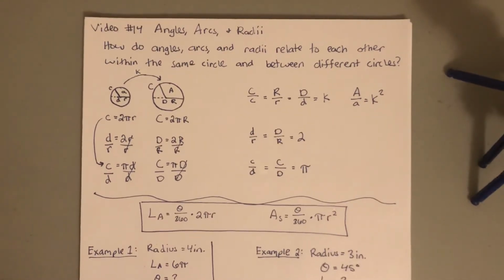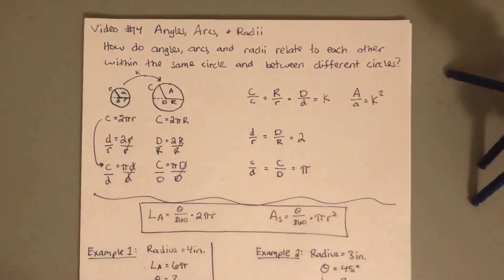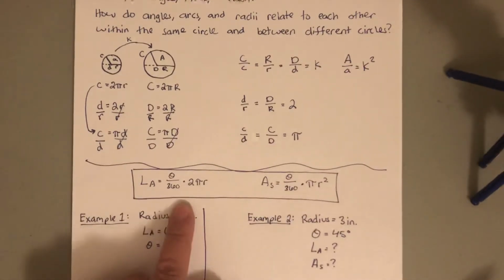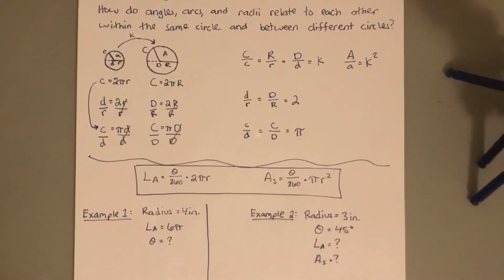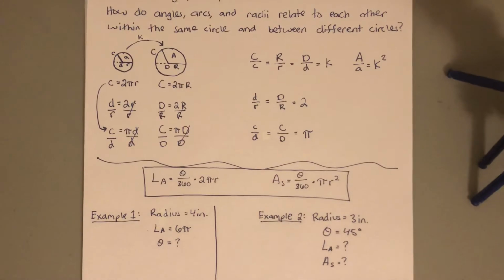So those are some relationships of different parts of a circle within each circle and how they compare to each other, like with a scale factor. Now, we're also going to look at some ways that we can use these equations to find missing parts. This is essentially very much like what we did in the last video, but I just thought it would be nice to have a few more examples.